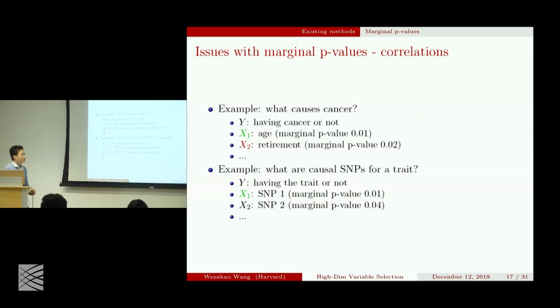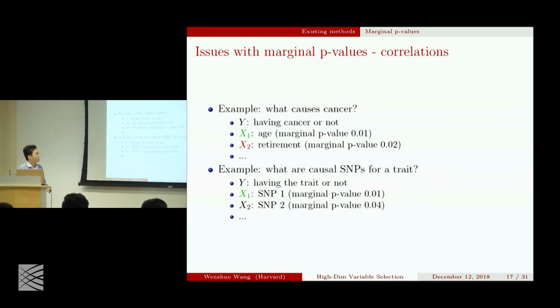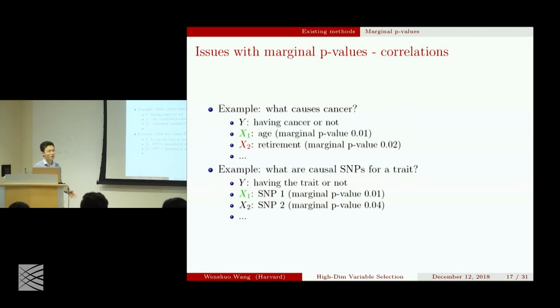Another example would be if you are studying for a trait what SNPs are causal, then you might discover both SNP1 and SNP2 are marginally significant, but you wouldn't know which one of them is the true influential SNP. And of course, if you only have 2 of them, then you might get the right answer by looking closely. But if you have like 1,000 of them, then you don't know what to do.